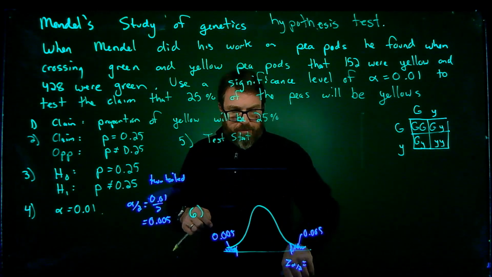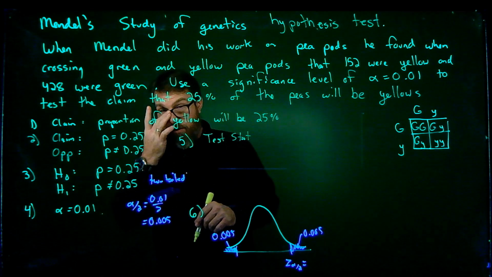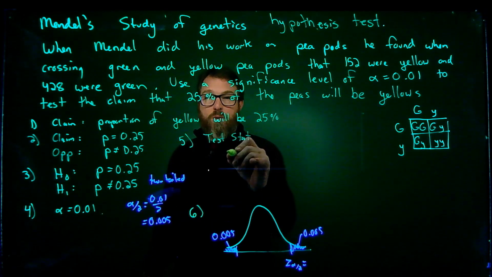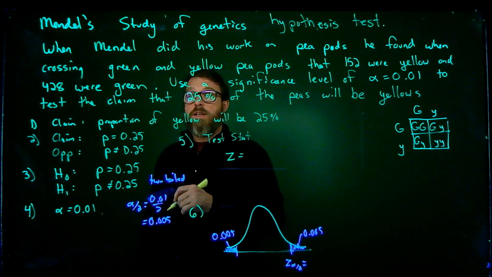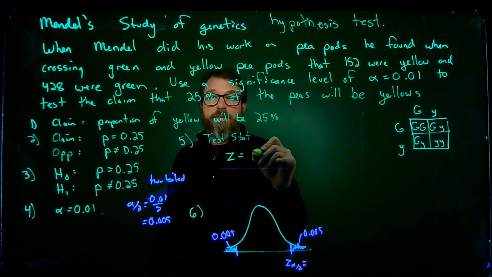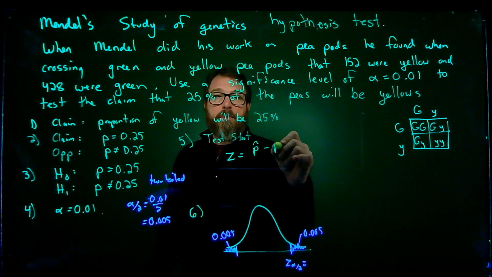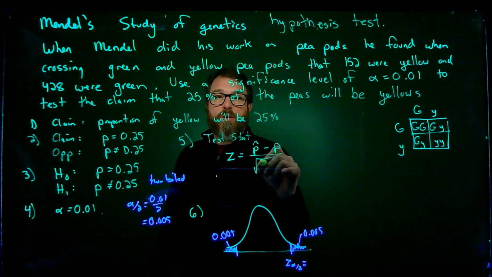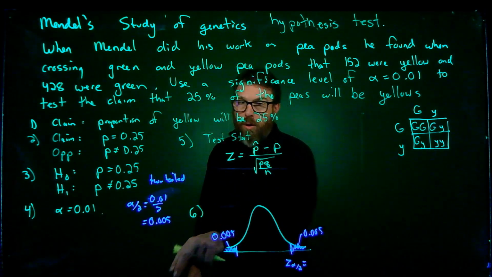Now, the test statistic. Well, the test statistic is the z-score that comes from your particular sample. And this is set up by finding p hat minus p, all over the square root of pq divided by n.